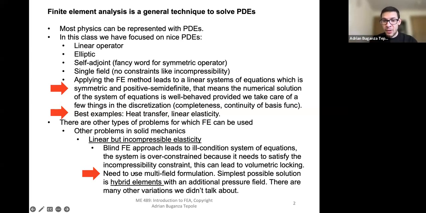And Abaqus, for example, has these things called hybrid elements. They have an H at the end. So we have used things like C3D8, that's the 3D hexahedral element. There is a C3D8H, which has an additional pressure field. So this is a type of element that you would like to use if Poisson ratio is close to 0.5. Then you would want to not use the normal elements, but you want to use these hybrid elements.